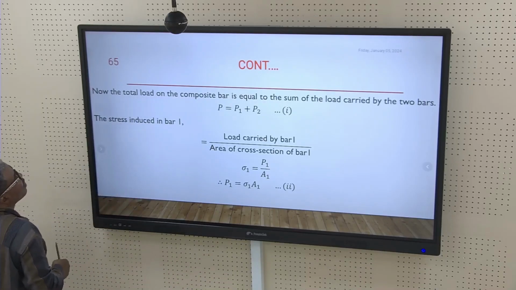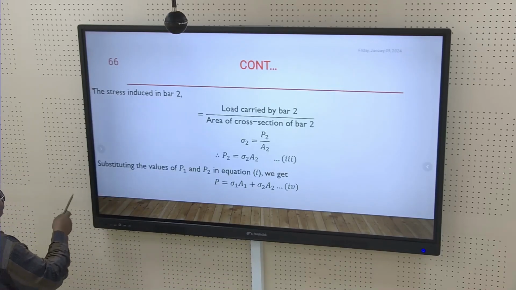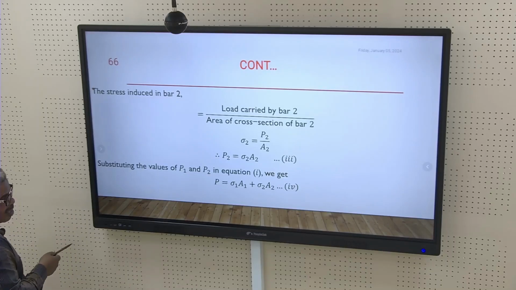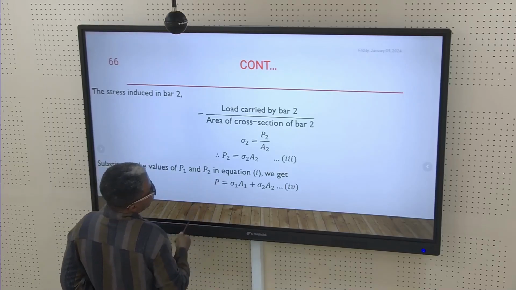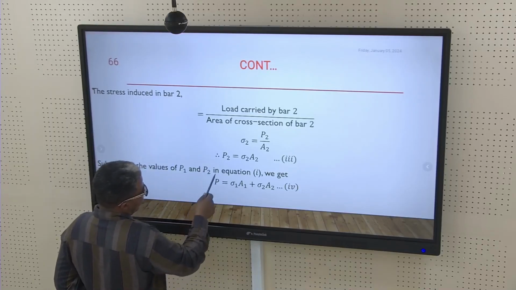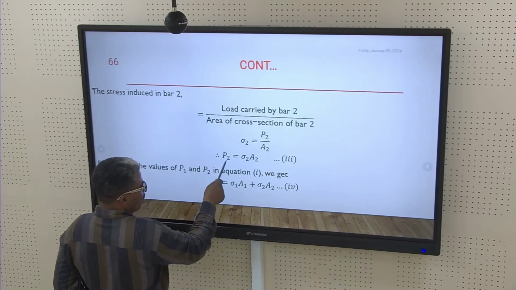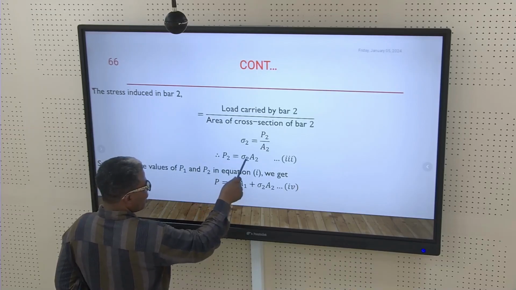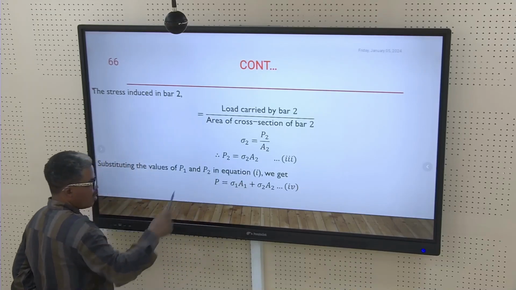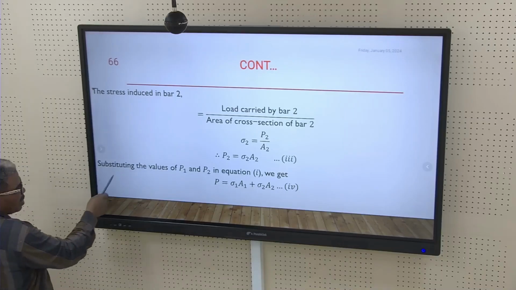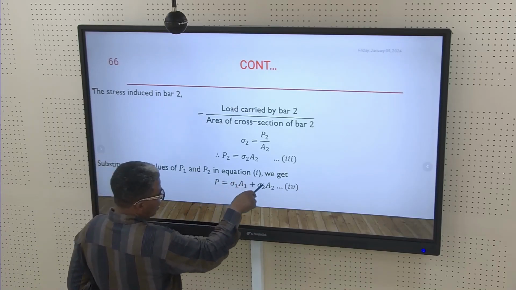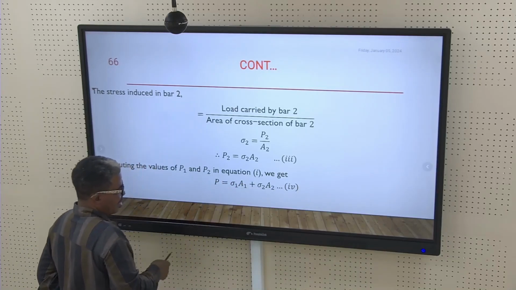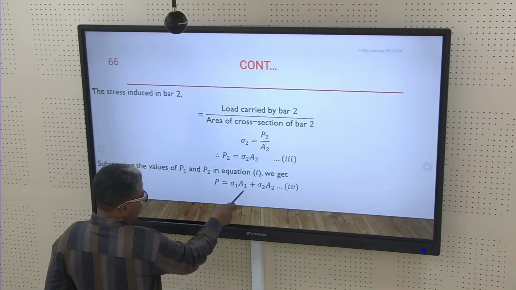Likewise, for the stress induced in bar 2, the formula is the same: the force or load on bar 2 is equal to the stress on bar 2 times the cross-section area of bar 2. Substituting the values of P1 and P2 in equation 1, we get, this was for P1 and P2.